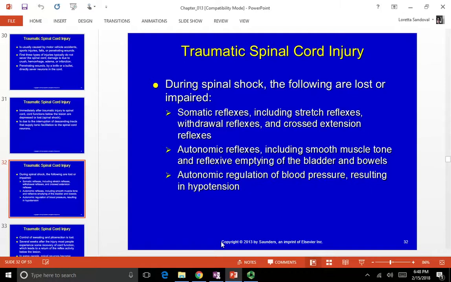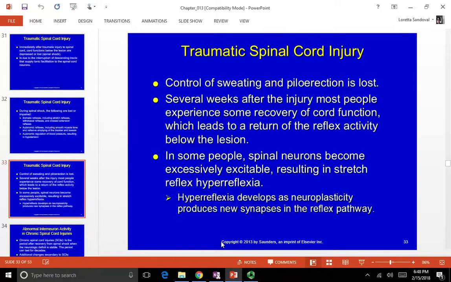Autonomic regulation of blood pressure is impaired during spinal shock, and so a lot of times they have hypotension. Even afterwards, when they've recovered from the spinal shock, they still might have some issues with autonomic regulation, and that's something that we often are working on. Control of sweating and piloerection, which is your hair standing on end, is lost.